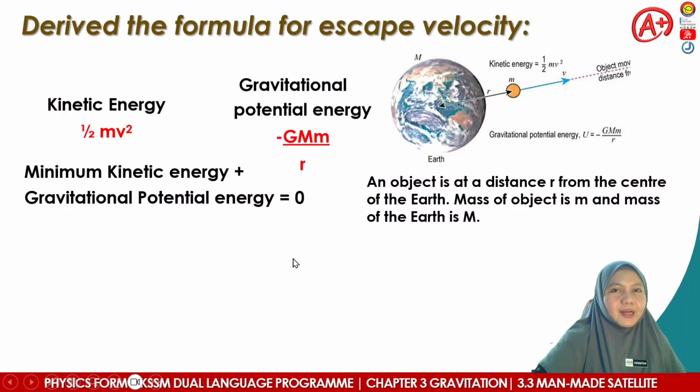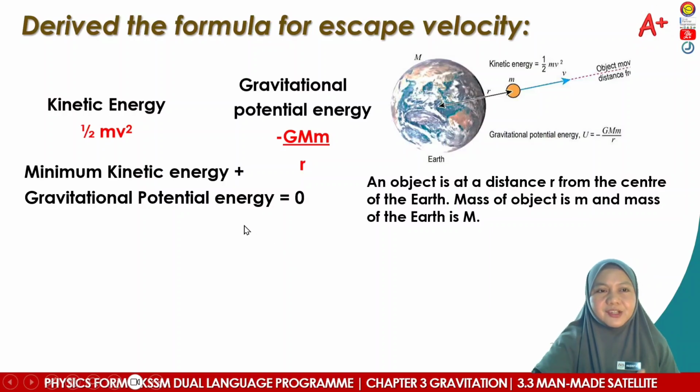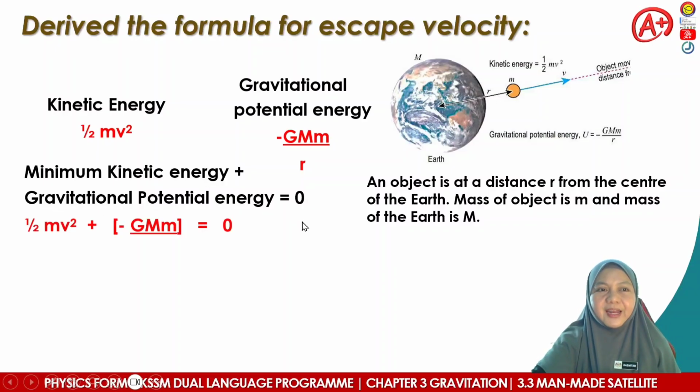According to the conservation of energy, the minimum kinetic energy plus the gravitational potential energy will be 0. All right. So this is the equation for kinetic energy, and this is the equation for gravitational potential energy.